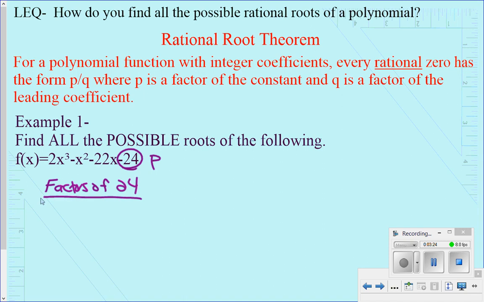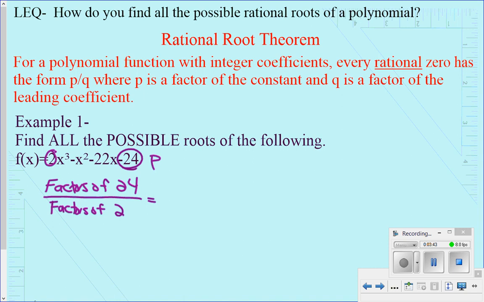So this is our p. The q is the leading coefficient, which is a 2. So using the rational root theorem, I'm supposed to divide that by the factors of 2. When we're talking about factors, keep in mind it could be a positive times a positive, but it could also be a negative times a negative.